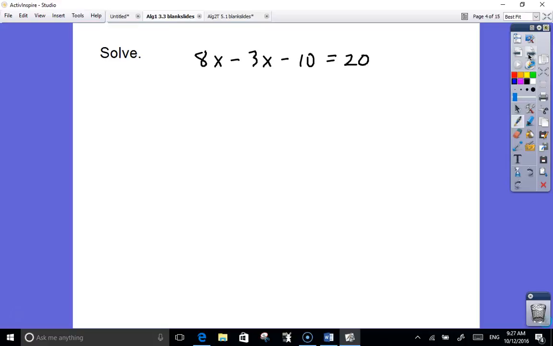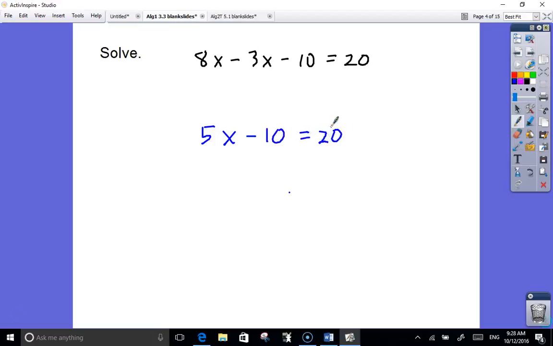Okay, what do you call the 8 and the 3? Coefficients. Good job. You add or subtract the coefficients. In this case it is 8 minus 3, right? So that's 5x. So this will be 5x minus 10 equals 20.